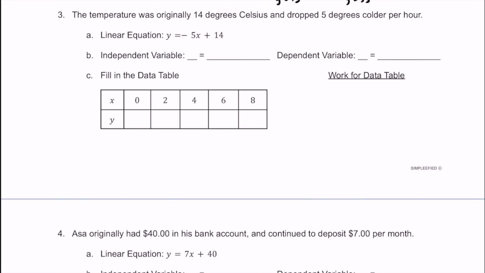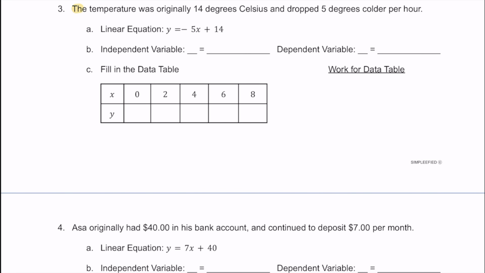Here's number 3. In number 3, the temperature was originally 14 degrees Celsius, and then afterwards we noticed that the temperature is going to be dropping 5 degrees colder per hour. Here we have a linear equation, and that's going to be y is equal to negative 5x plus 14. Our independent variable here is going to be x, so we can go ahead and write that down first. And our dependent variable is going to be y, so let's go ahead and write that down as well.